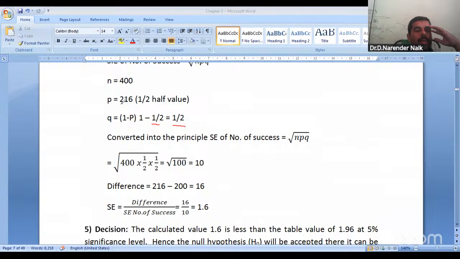But probability of success is 216. So here, 216 minus 200, so we got 16 only. So difference divided by standard error of number of success is equal to 16 divided by 10. That is 1.6.